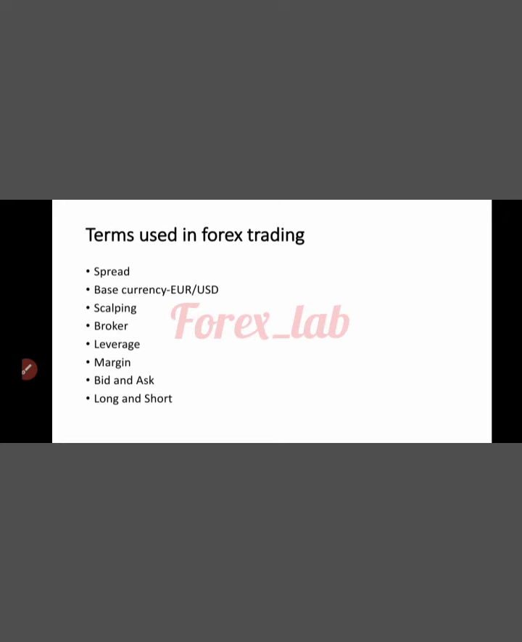So if you are long, you expect the base currency to rise against the quote or counter currency. And if you are short, you expect the opposite. So these are the terms that are used in Forex trading.